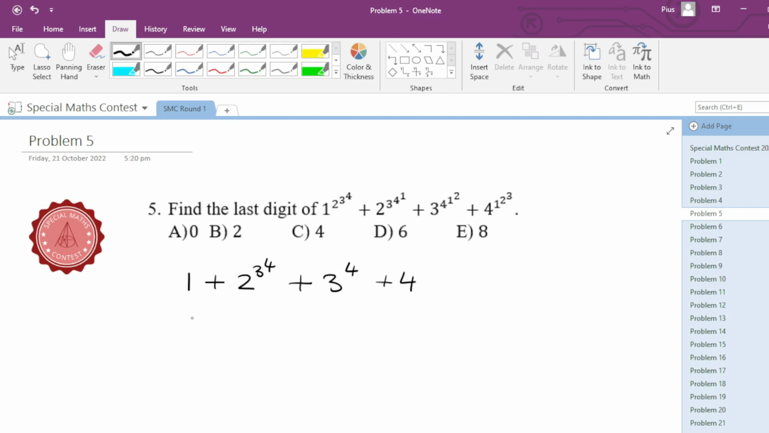And we can simplify further. We have 1 plus 2 raised to the power 81 plus 81 plus 4. Okay, so next we observe that this is going to be an even number because when we add even and odds we get even. And all the options are even digits, the 5 possible even digits.